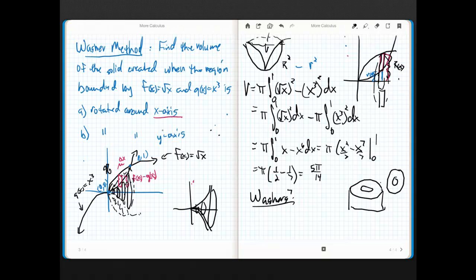Now, let's look at part B. Let's see if we can build part B if we go around the y-axis.